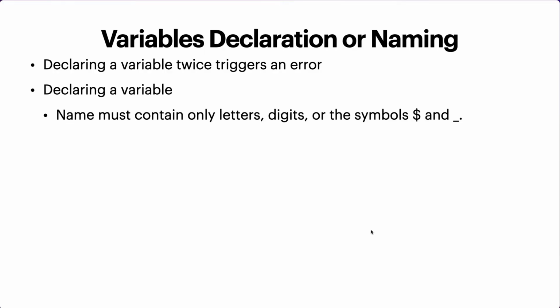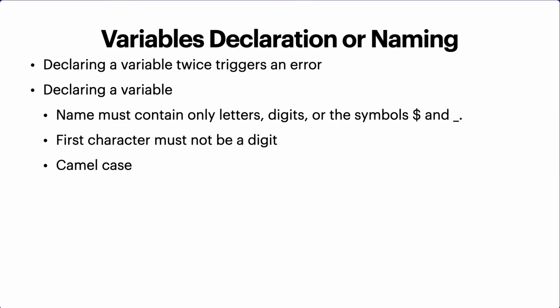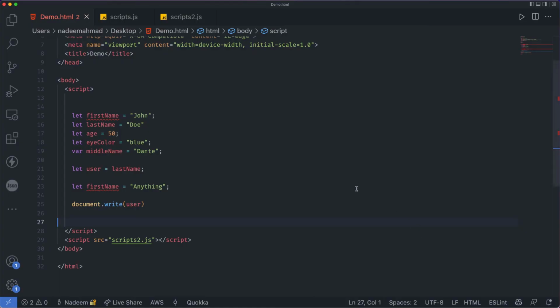Also, how do you actually declare a variable? The name of the variable must contain only letters, digits, or the symbols dollar or underscore. You cannot use any other special characters like asterisk or percent or hash or anything like that. The first character must not be a digit. We normally use camel case, and there are also different patterns for naming your variables. So let's go through them one by one and see what they really mean.